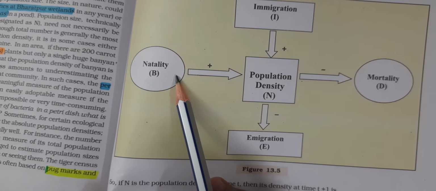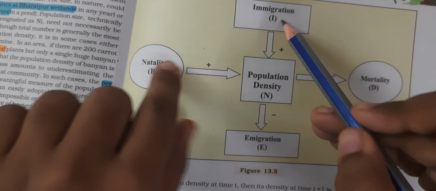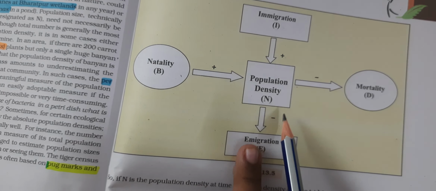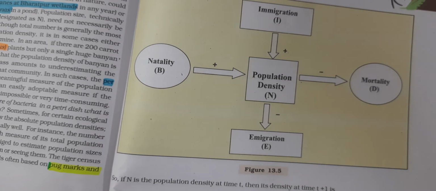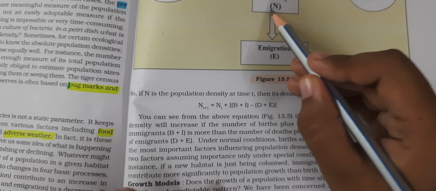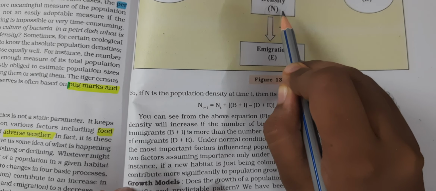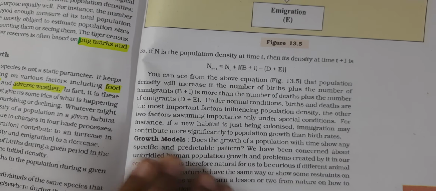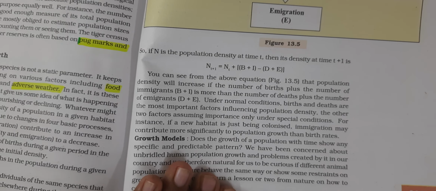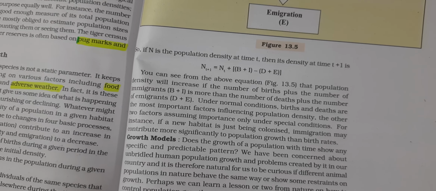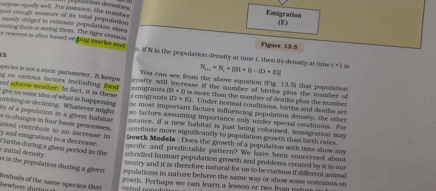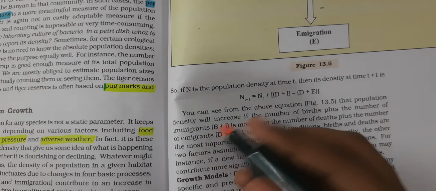So natality and immigration, they add. Mortality and emigration, they subtract. That's the basic thing. So we know capital N is the population density. Now, if the population density at time t is N t, then the density at time t plus 1 is the following.